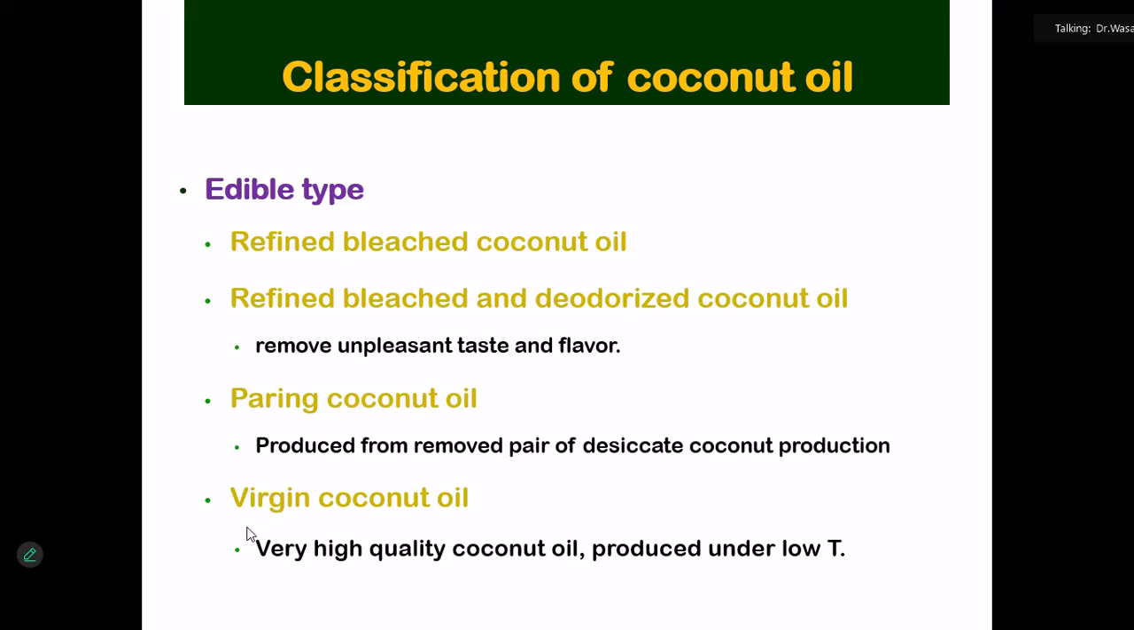there are 4 types. Number 1, RB coconut oil. RB means refine and bleach. Refine means you purify, filtering. Bleach means you remove the yellow color using chemicals, which is not good. Refine means you filter, bleach means you remove the color. Normally RB oil is white color.